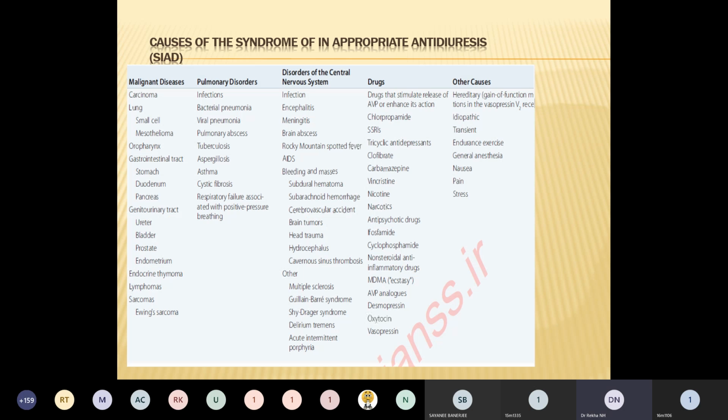So these are the different causes for SIADH. It's a big list. SIADH, syndrome of inappropriate antidiuresis. Most of the time it can be chronic infections like bacterial pneumonia or tuberculosis in the respiratory system, or even small cell carcinoma of lung, other than that encephalitis, malignant meningitis, brain abscess. So these are the main common causes for SIADH.